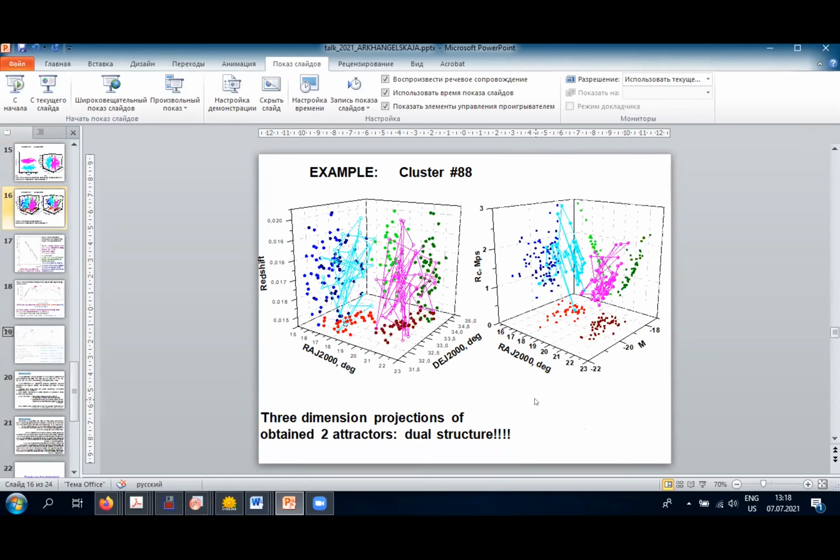Dual structure occurs. It is a real dual structure. Do you see my mouse? So you can see this. Yes, we can see that. And this system and this system, there are really two different attractors.